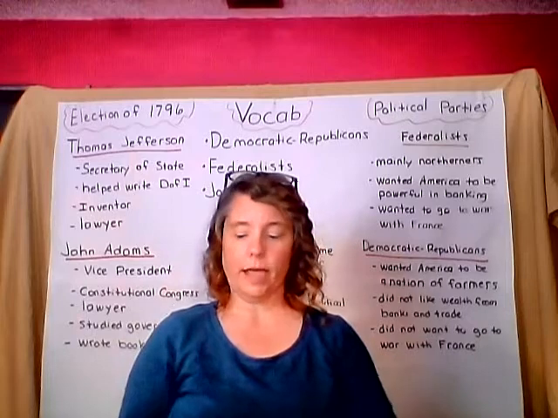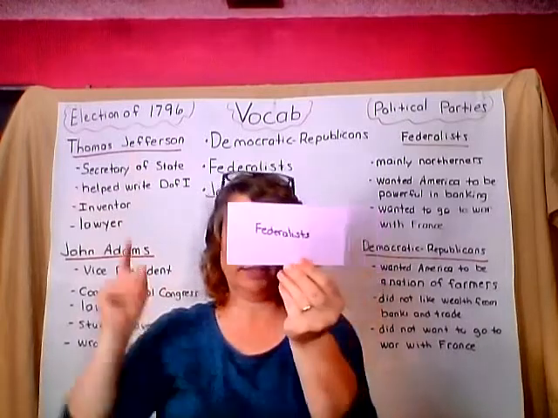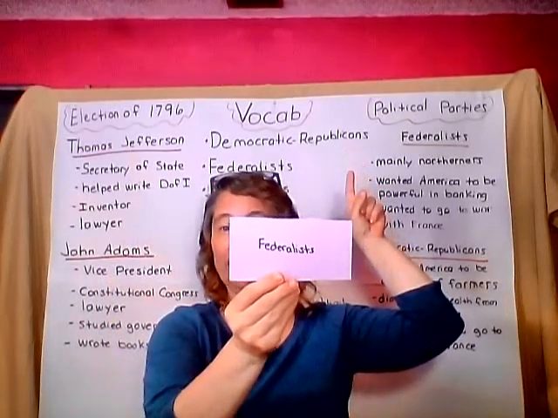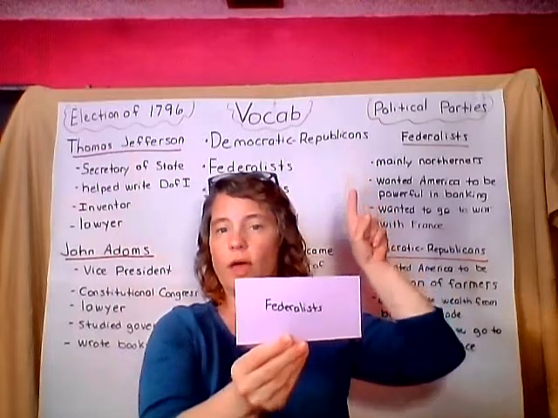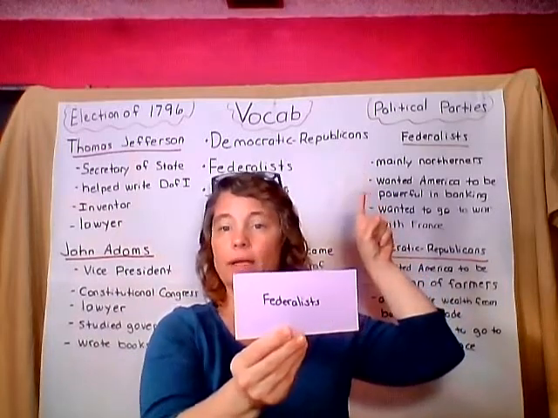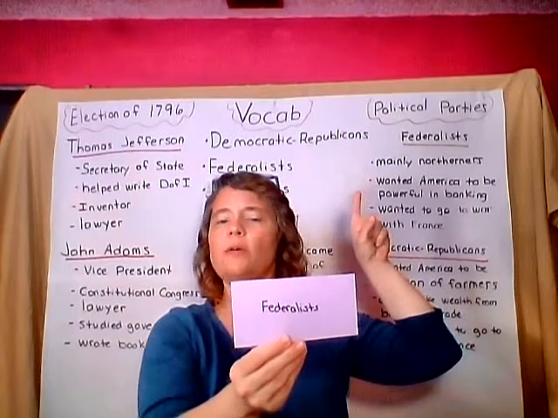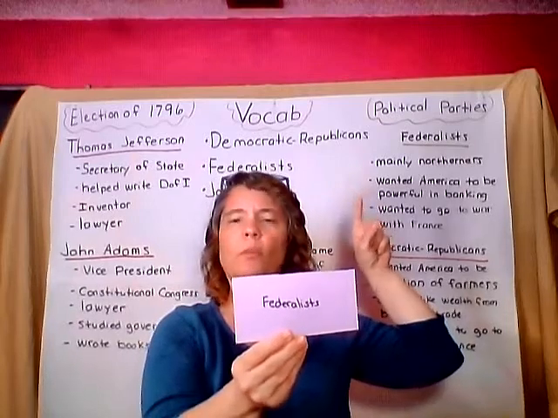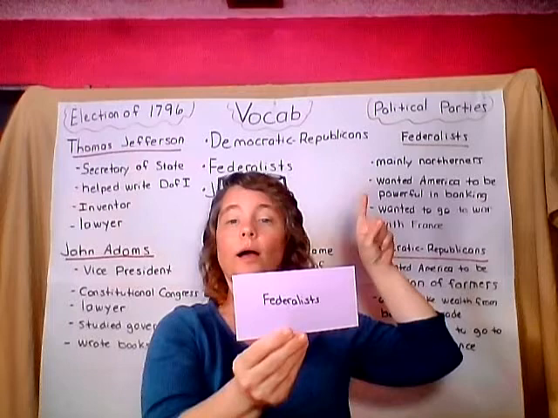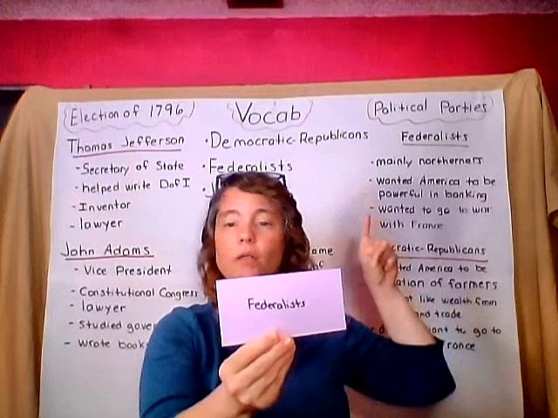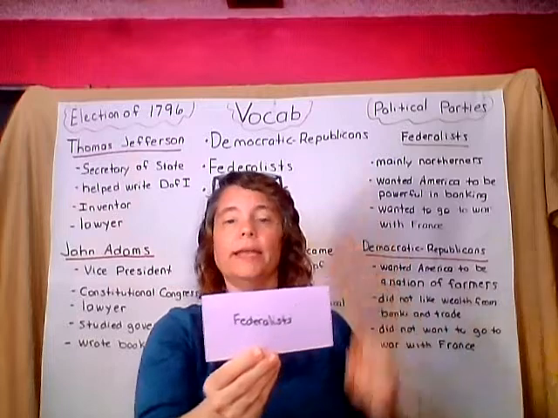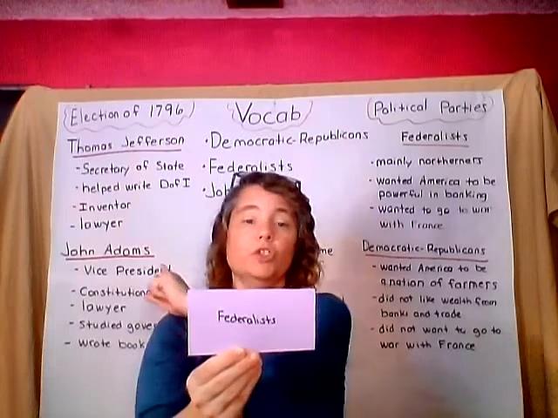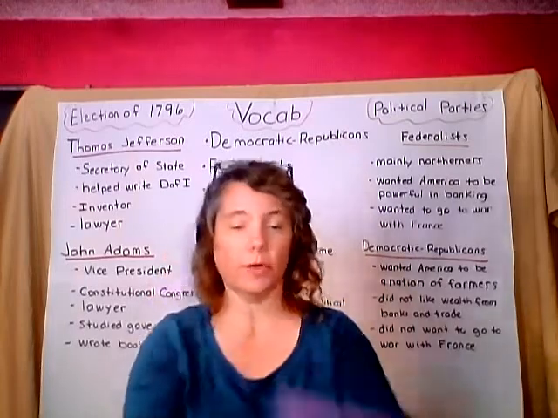Okay, so back to our political parties. We had 2 political parties at the time. We had the Federalists, which you can see right above me. Okay, remember we learned about them. They were mainly from the North. They wanted America to be powerful in banking and trading. They were very big on businesses, not farming, but businesses. So they wanted America to be wealthy through banking and through trading. And they also wanted to go to war with France. Now, do you remember who was a part of that political party? Right, John Adams was. He was part of that political party.